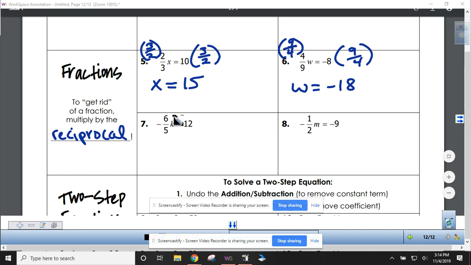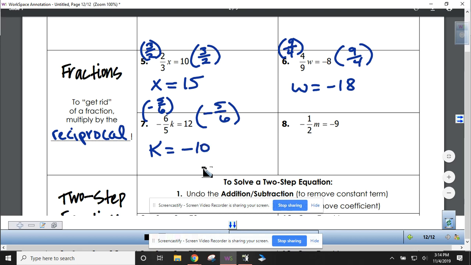Okay, I have -6/5. The reciprocal is -5/6. I multiply each side by that. So I've got k equals, if you do 12 times -5/6, you would get -10.